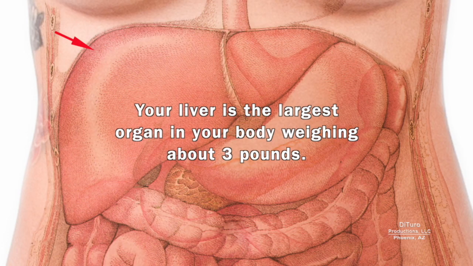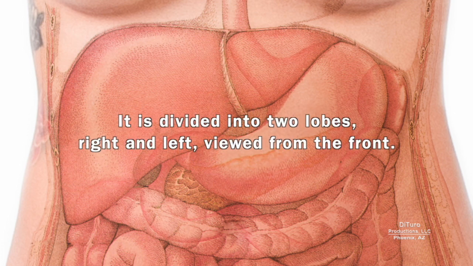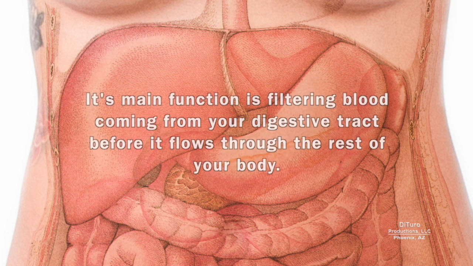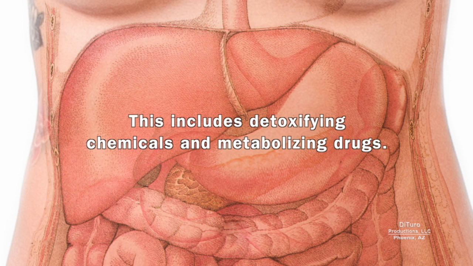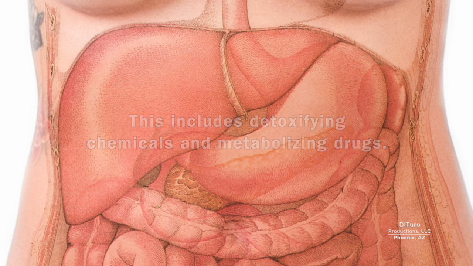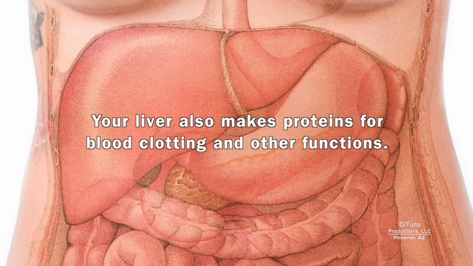First, what is your liver and what does it do? Your liver is the largest organ in your body, weighing about 3 pounds. It's divided into two lobes, right and left, when viewed from the front. Its main function is filtering blood coming from your digestive tract before it flows through the rest of your body. This includes detoxifying chemicals and metabolizing drugs. Your liver also makes proteins for blood clotting and other functions.